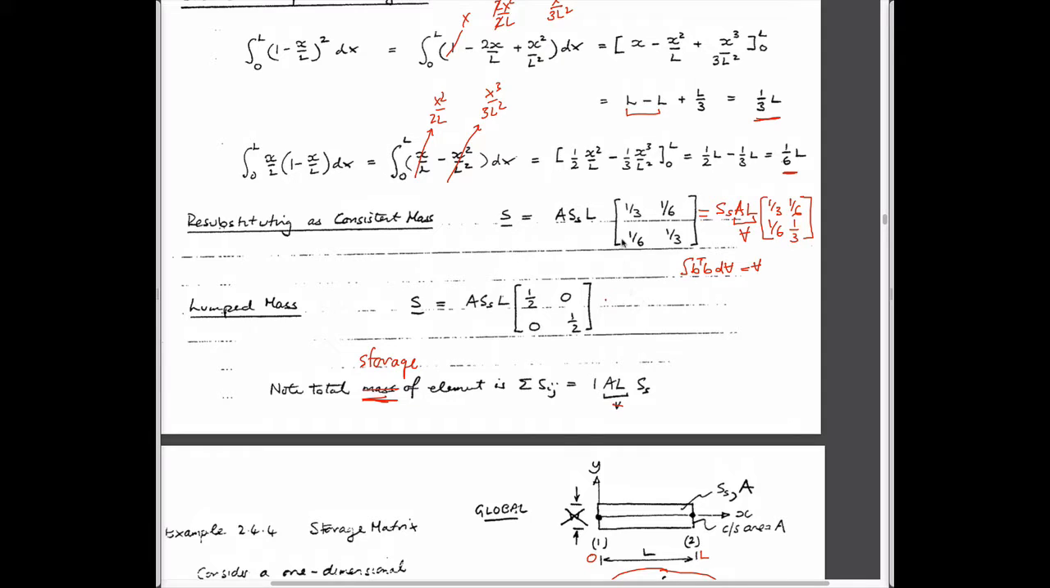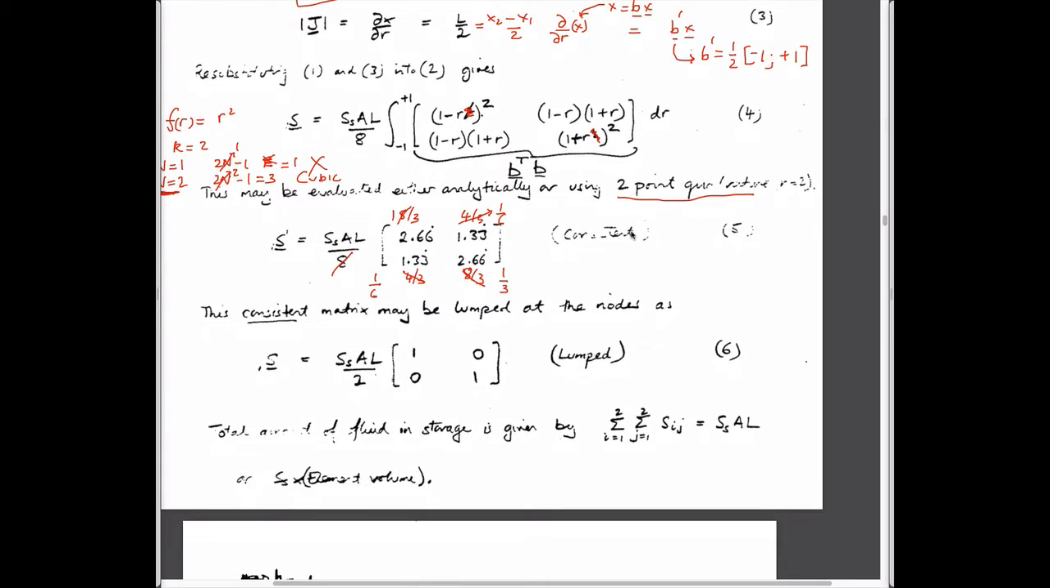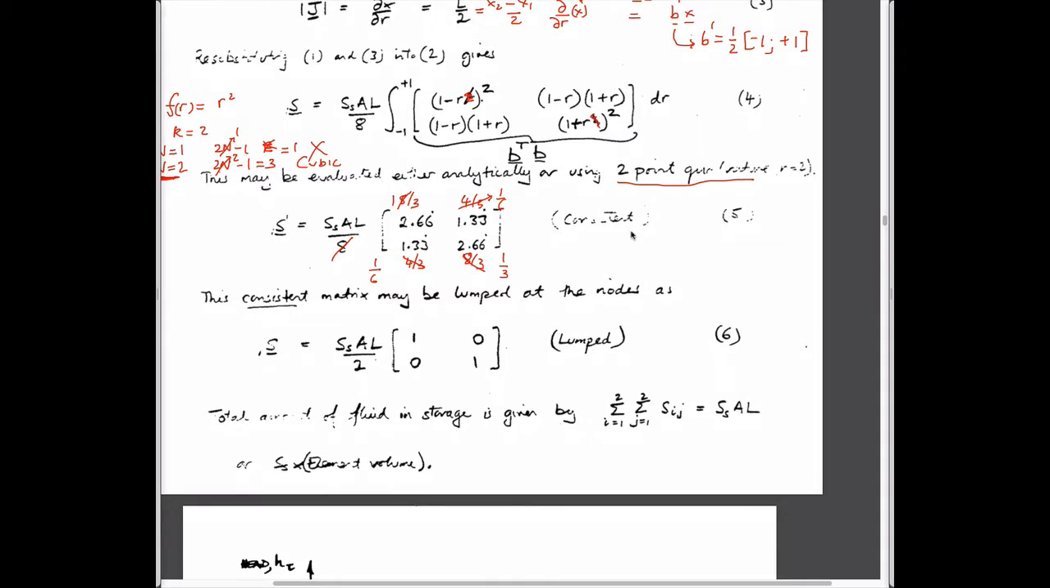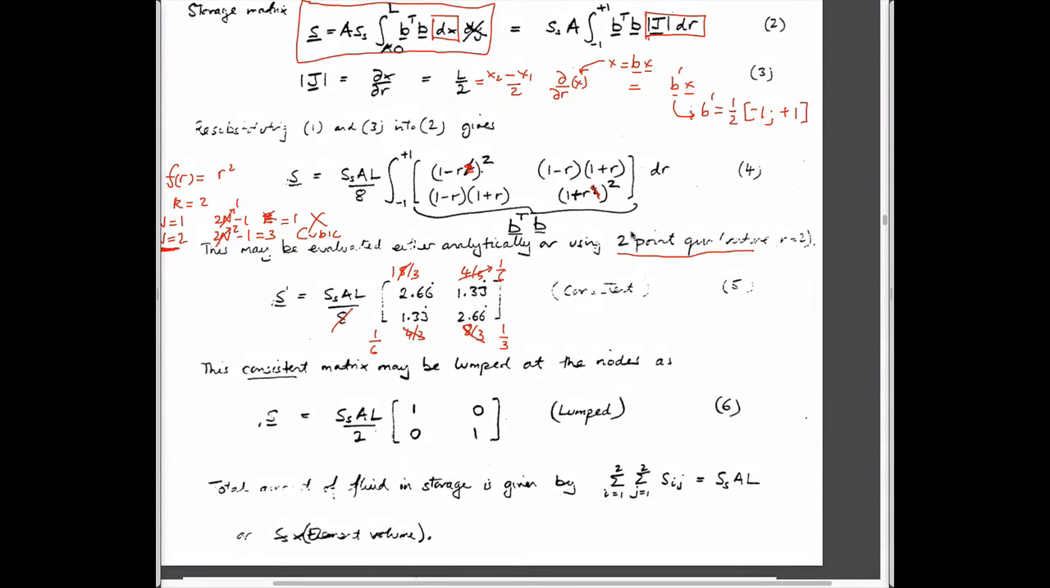And of course they should be, because we've done nothing different; we've just mapped it and evaluated the integrals in a slightly different way. We can lump it in the same way as we did before, and that gives us the ability to figure out what's going on. So that's the first part of what we need to be able to do.